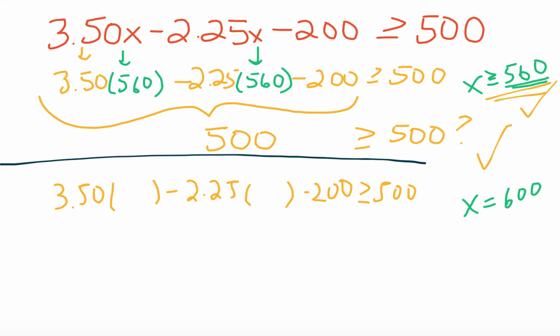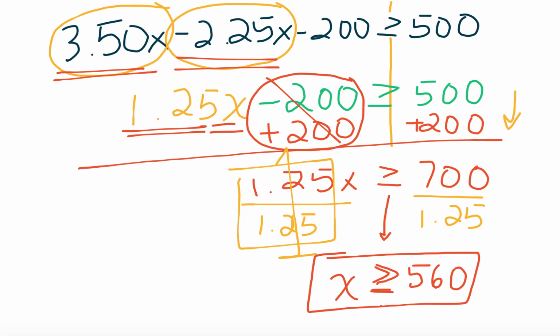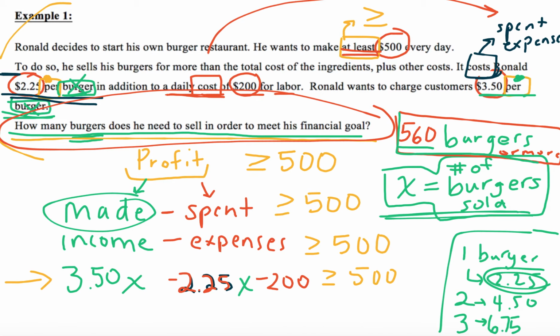Here's what that check would look like, and since I chose 600, I'm going to replace x with 600 everywhere that it was in the inequality, and I'm going back to my calculator and typing in this entire thing. And as long as you type it in correctly, we're going to get 550, and we're asking ourselves, is 550 greater than 500? Yes. So 600 is another valid solution. So for Ronald, if he sells 560 burgers or more, he will meet his financial goal.